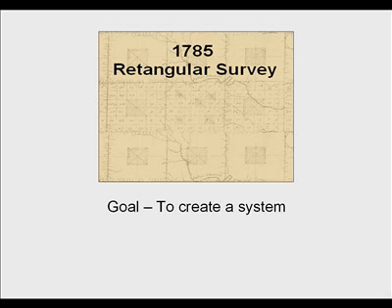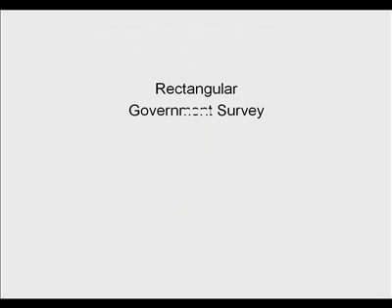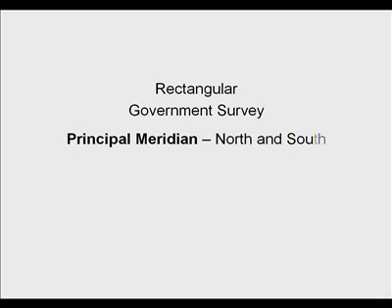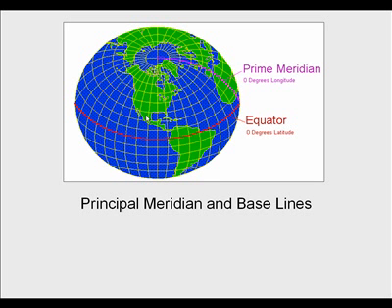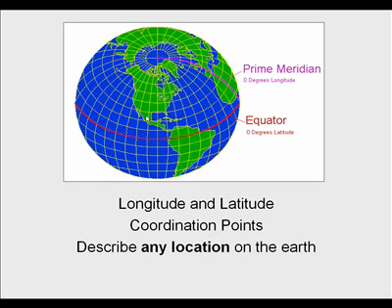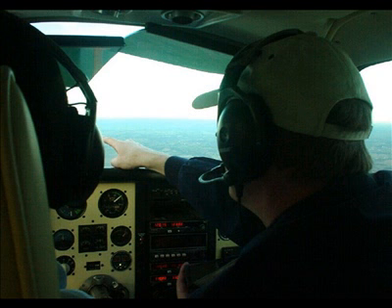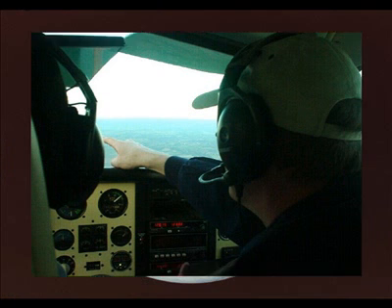Their goal was to create a system that would measure the land in a uniform fashion. The rectangular, or government survey, is based on two sets of intersecting lines known as principal meridian lines, which run north and south, and base lines, which run east and west. Principal meridian and base lines are based on longitude and latitude. Longitude and latitude are coordination points which describe any location on the Earth. If a captain of the ship or a pilot want to specify their position, these are the coordinates they would use. This concludes this section.